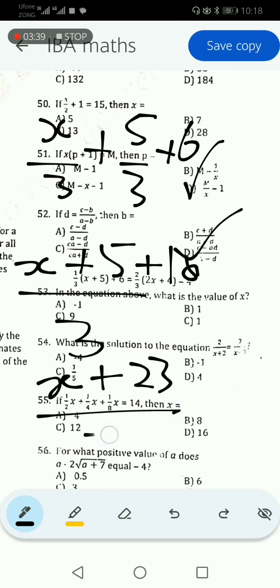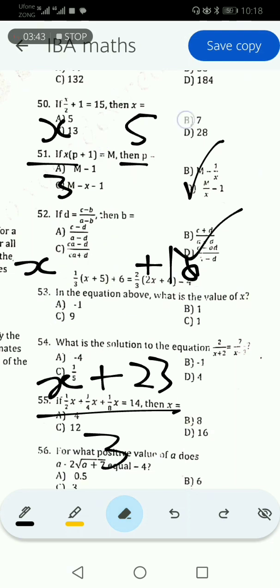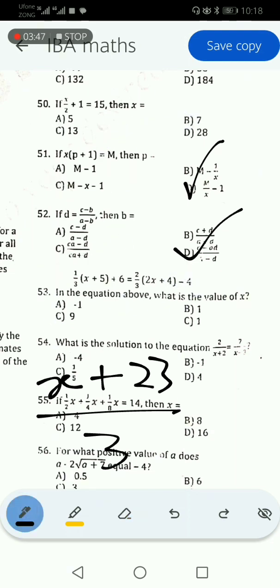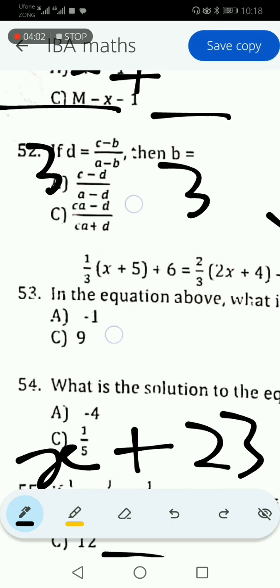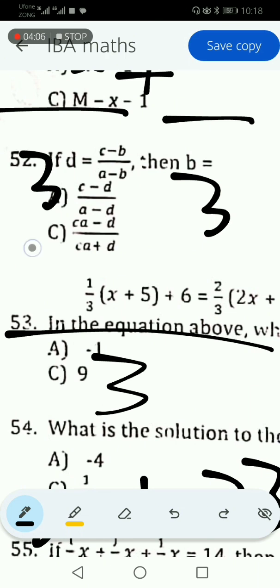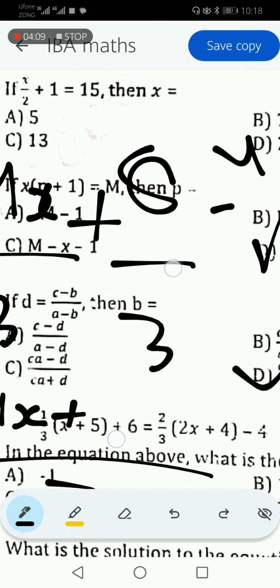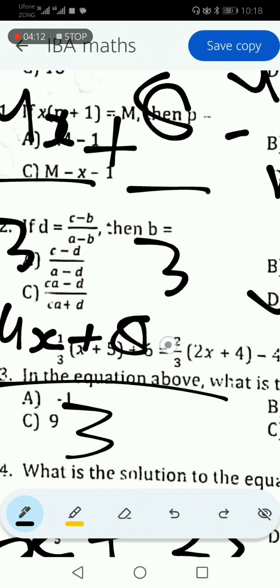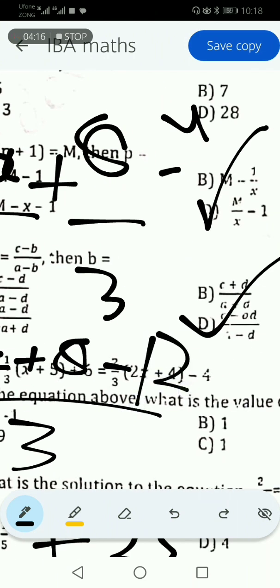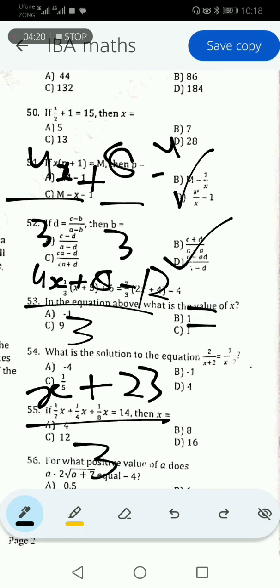Let's move on to the second equation. So our second equation will be something like 4x upon 3 plus, not 4, it will be 8 upon 3 and minus 4. So you have to take the LCM. The LCM will be 3, and it will be 4x plus 8 and minus 3 times 4, which is 12. So our final answer will be 4x minus 4. So here, this is the correct option.